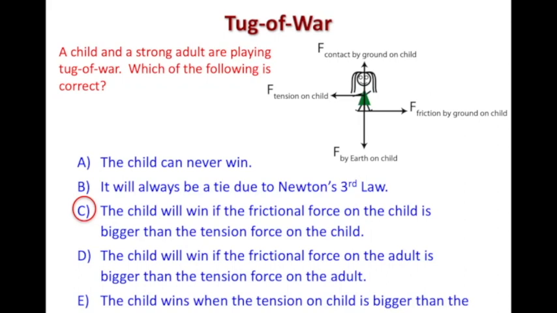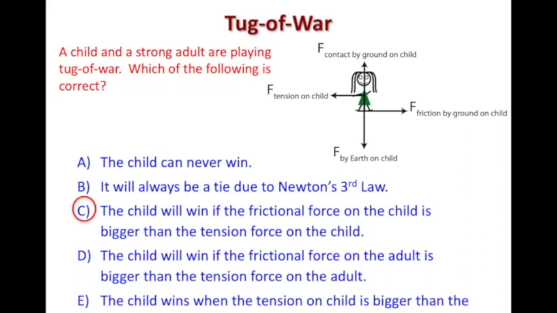Okay. The other one, D, describes a case where it's just the opposite, where the situation described is the adult winning. If the frictional force on the adult is bigger than the tension on the adult, that's not true. And E, the child wins when the tension on the child is bigger than the tension on the adult, which we decided is not even possible because the tension force on each of them is equal. It's just the frictional force that's different.